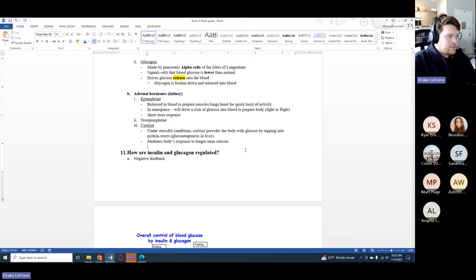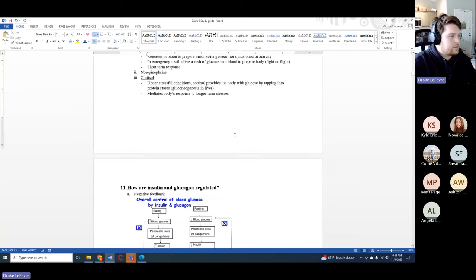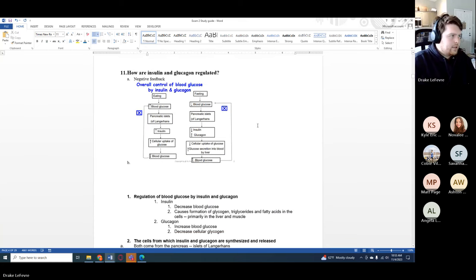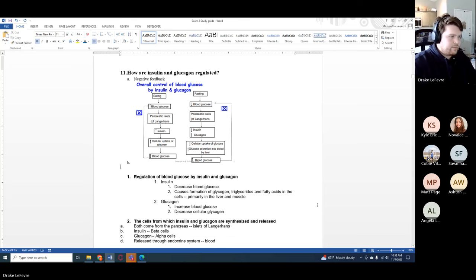The adrenal hormones that we talked about, epinephrine, and we don't talk a lot about norepinephrine, but norepinephrine and epinephrine are very similar to each other. They're produced in the adrenal glands, which are on top of the kidneys. And we already talked about what those do. Our negative feedback loops, again, what increases and decreases with insulin and glucose.